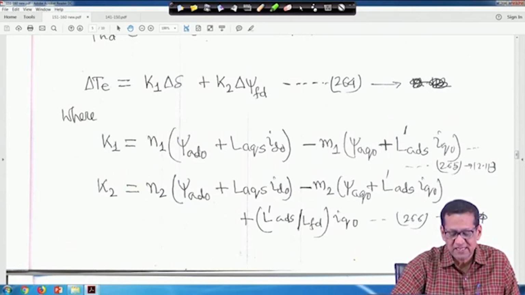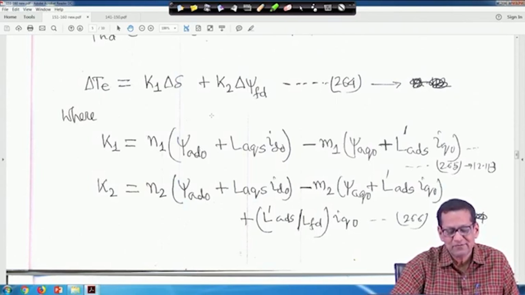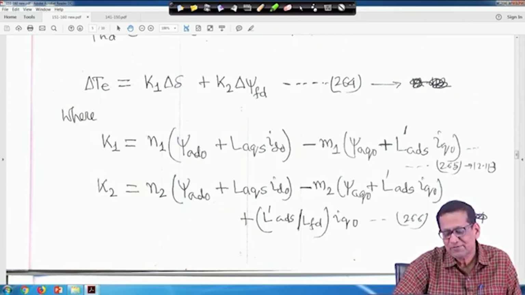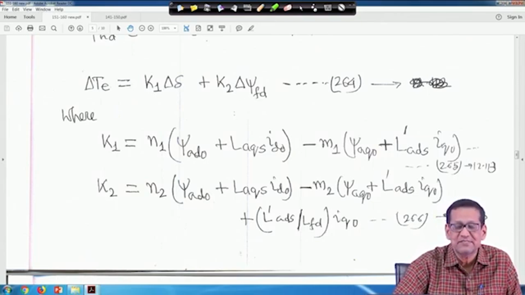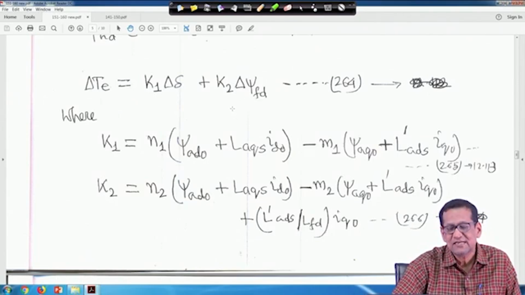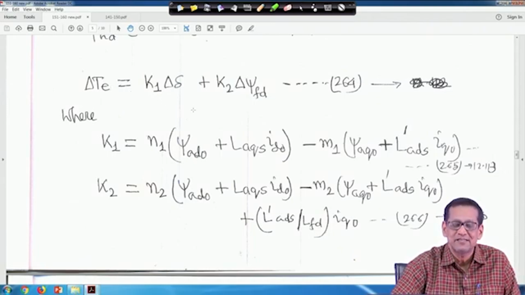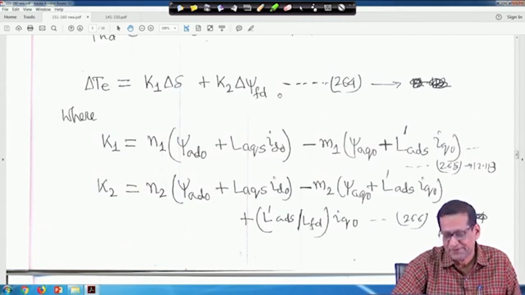Otherwise, how can one find out K1 and K2? For example, suppose psi FD is constant and you want to find K1. That means delta psi FD becomes 0. In that case K1 will be equal to delta T upon delta delta. Similarly, if delta is constant, then K2 will be delta T upon delta psi FD.